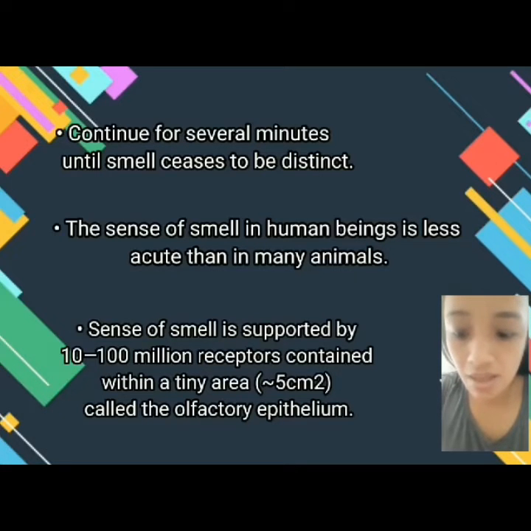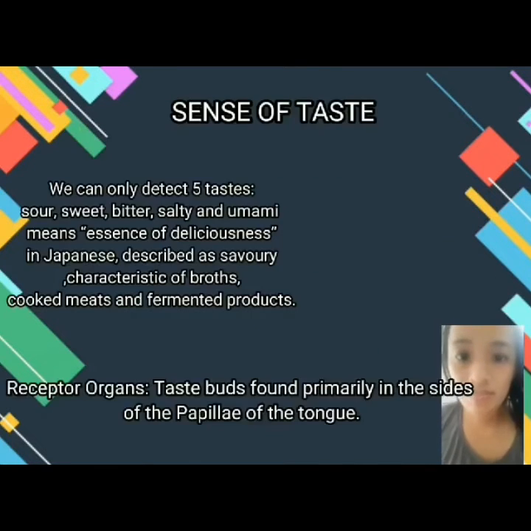The sense of smell in human beings is less acute than in many animals. The sense of smell is supported by 10 to 100 million receptors contained within a tiny area of 5 cm2 called the olfactory epithelium.